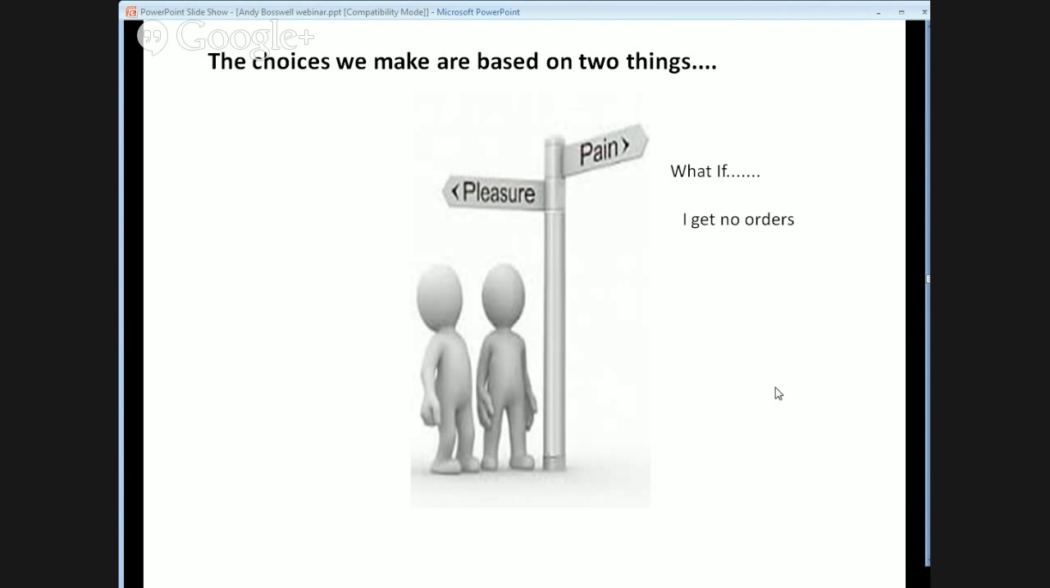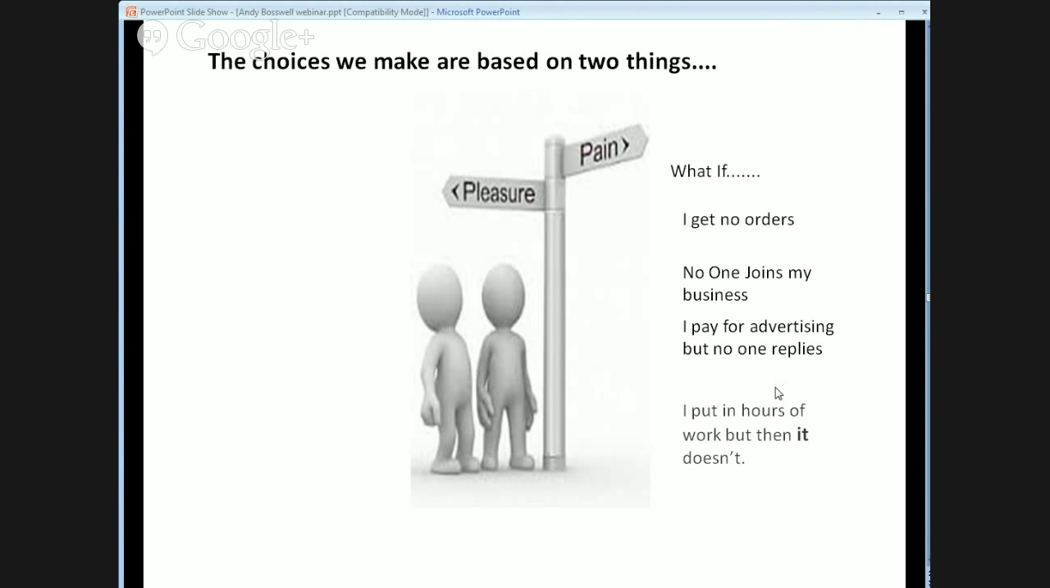Is the pain that people often think about before joining Clean Easy. What if no one joins my business? Is often the pain that people think about before and during their lifetime in Clean Easy. What if I pay for advertising but no one replies? What if I put in hours of work and then it doesn't?